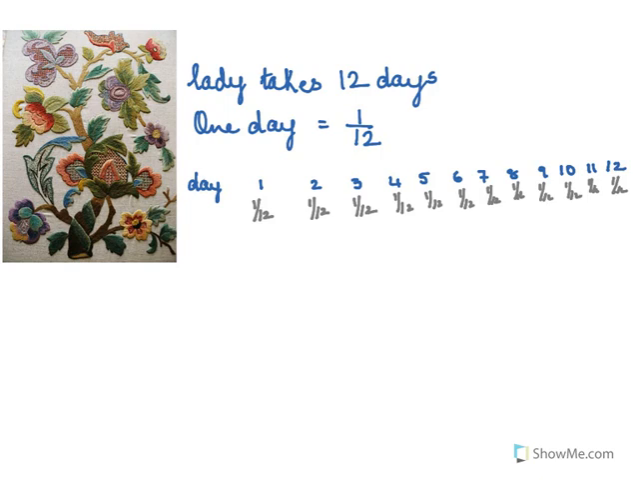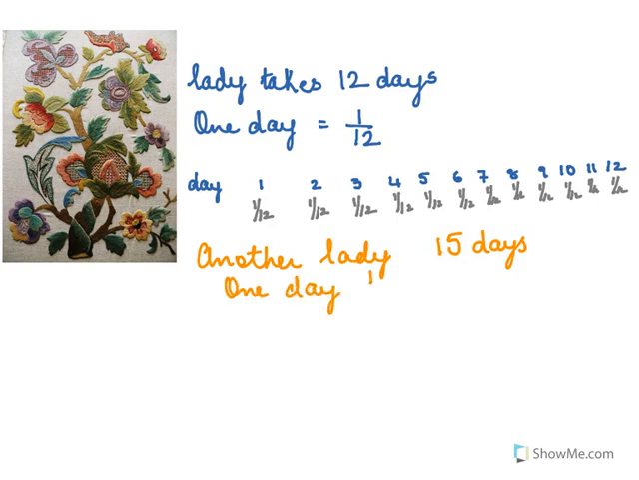Now there was another lady, suppose, who's a little slower. And this lady took 15 days to embroider all of it. So in one day, the amount of work she would have done is 1 by 15.